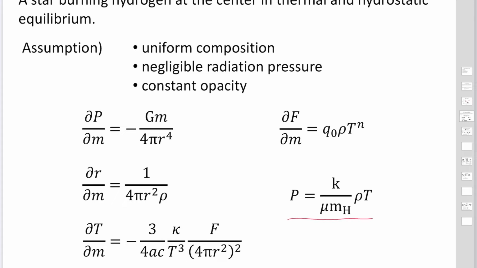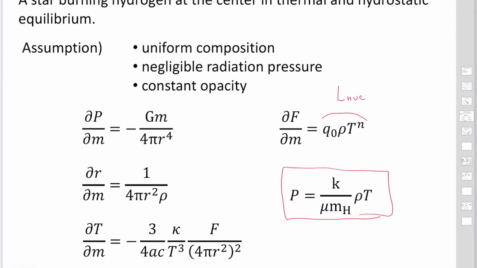pressure is determined by gas. So we use the equation of state for ideal gas. P is equal to k over mu m sub H, rho T. One of the equations, maybe you need an explanation. This is the generation of energy by the nuclear reactions. L sub nuc is proportional to the density and temperature to the n. n is the power index. Okay, so we are going to use this equation.